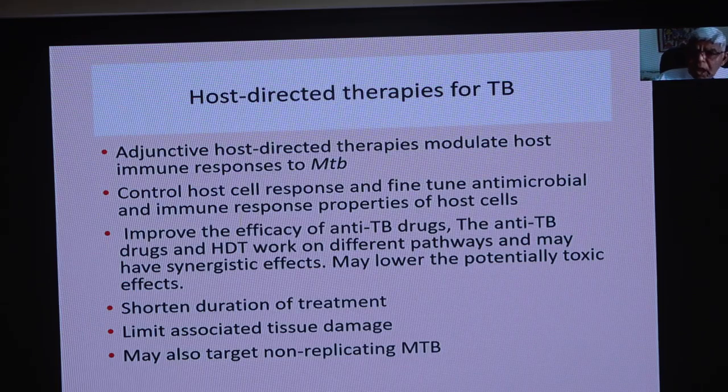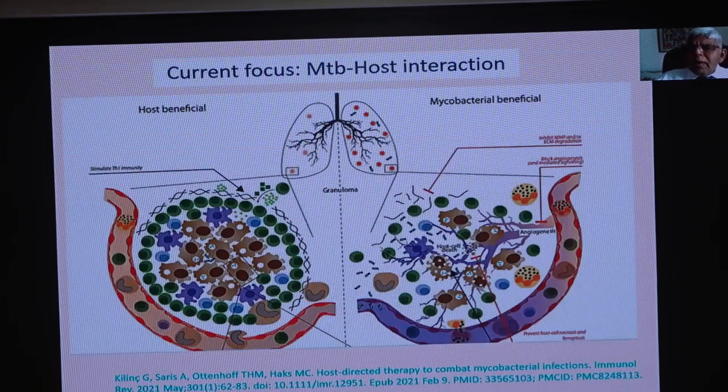So now, once we understand the host cell interaction with the MTB much better than in the past, there have been attempts to see if we can modulate the host response to the presence of MTB. It might help us shorten the drug therapy. It might eliminate or substantially reduce the risk of developing drug resistance. So I'd like to talk a little bit about what is happening.